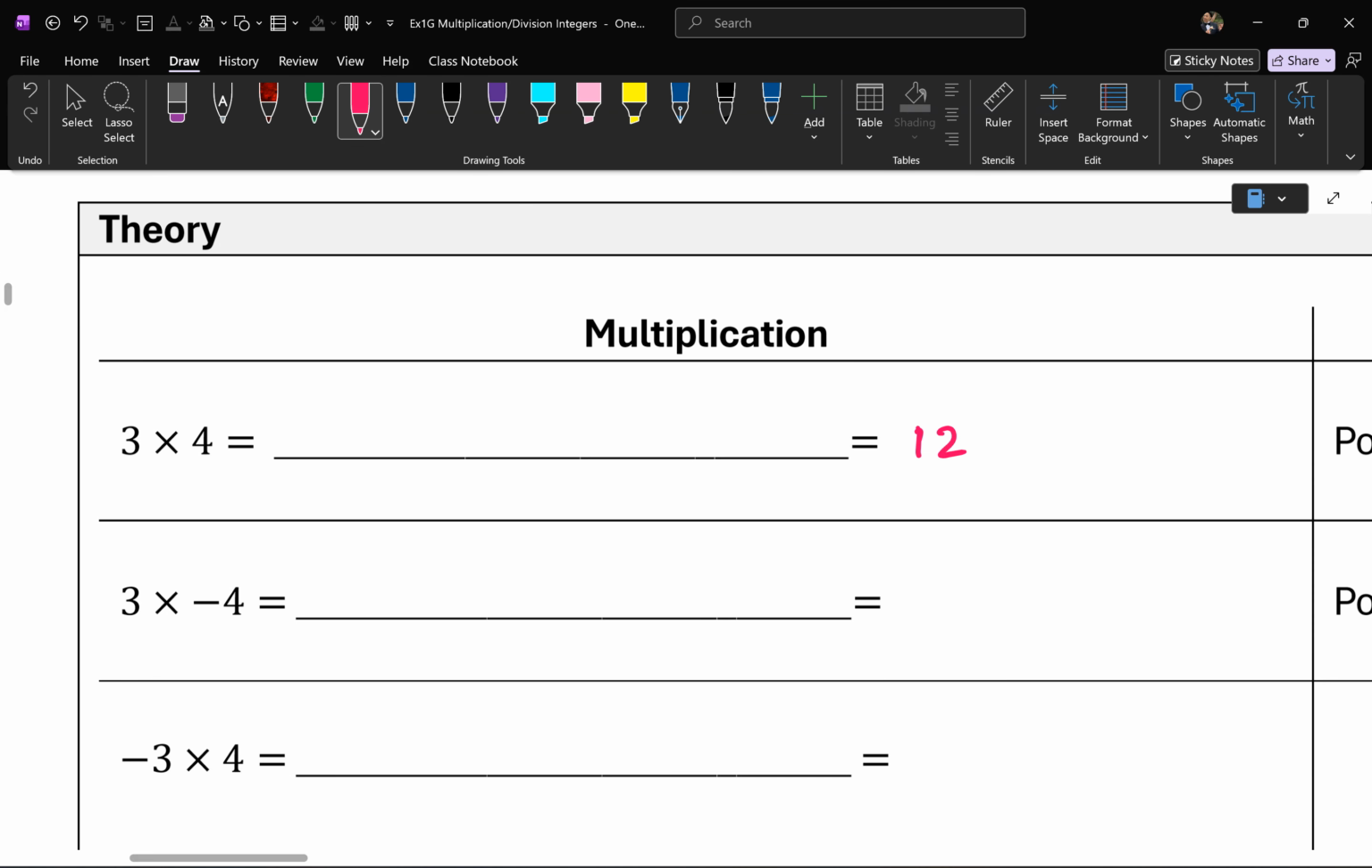Great. But what does 3 times 4 truly mean? What is 3 times 4? That means 3 groups of 4. 3 groups of 4, yes. So when you say 3 groups of 4, logically and realistically, what does that mean? This is what it means.